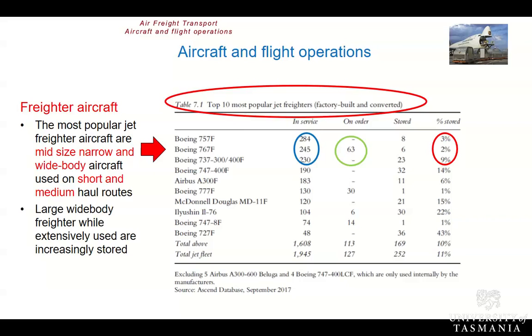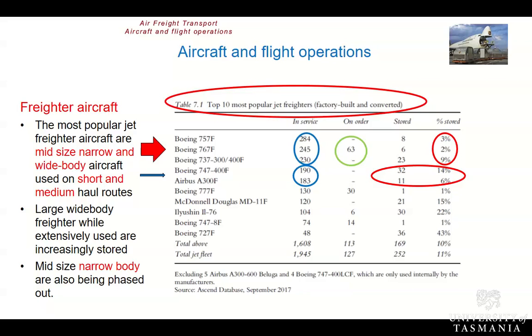In addition to the mid-sized narrow and wide-bodied aircraft, the large wide-bodied aircraft is also extensively used. So what we're talking about there is the Boeing 747 and also the Airbus A300. And you can see there quite a considerable number of those in service. However, what we are starting to notice is that a number of those are now beginning to be stored. So that's going to change over time.